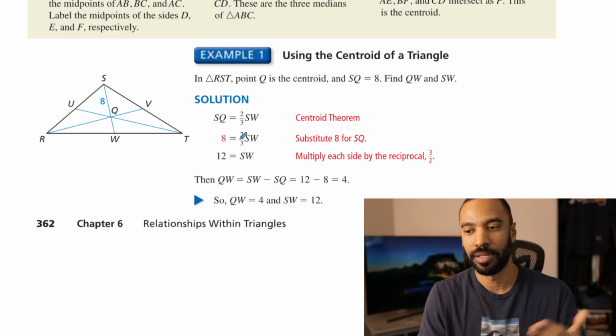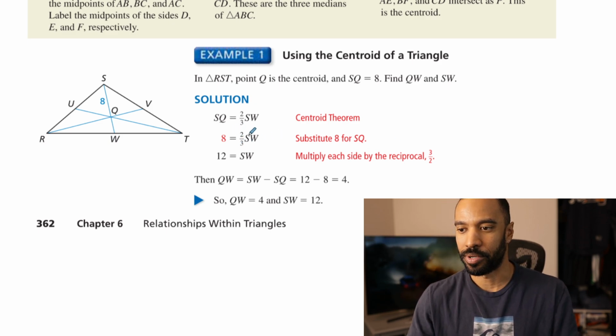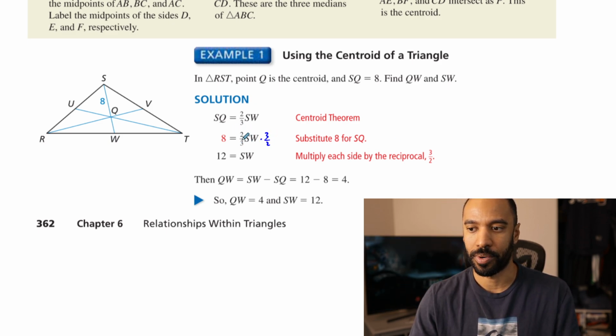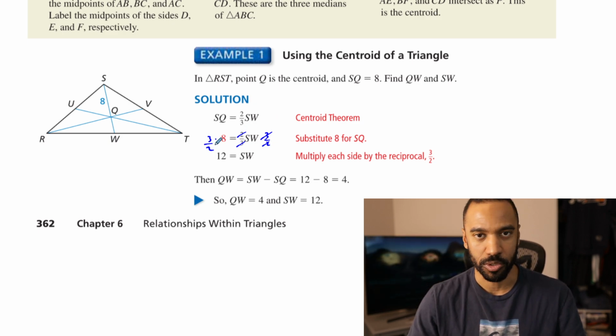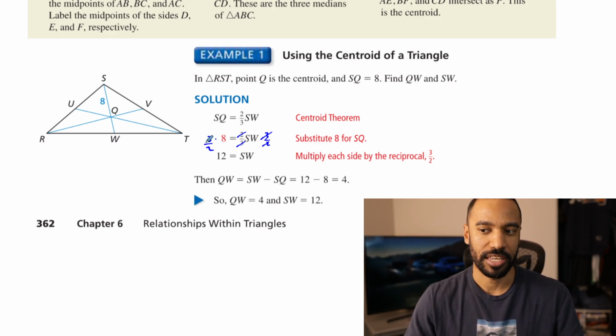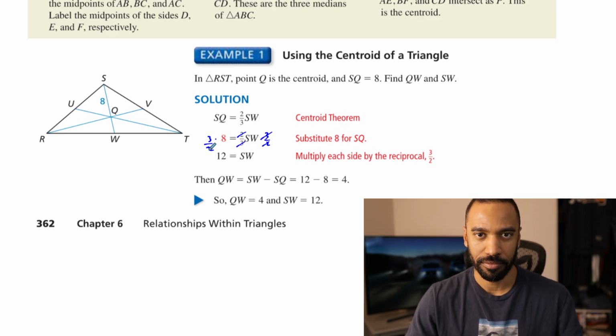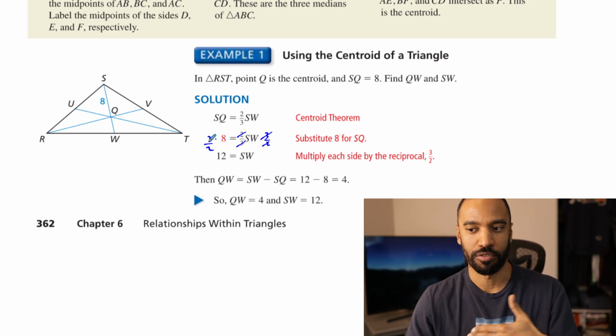Now, how do they get 12? They multiply both sides by the reciprocal 3/2. You multiply by 3 over 2 on both sides. 3 divided by 3 is 1. 2 divided by 2 is 1. Those cancel, right? We don't want to say divided by 2/3 if we can say multiply by its reciprocal. 8 times 3/2. 8 times 3 is 24. 24 divided by 2 is 12. Or 8 divided by 2 is 4. 4 times 3 is 12.